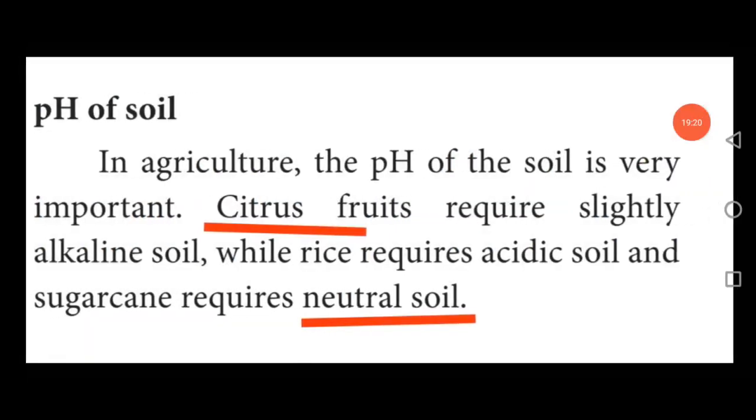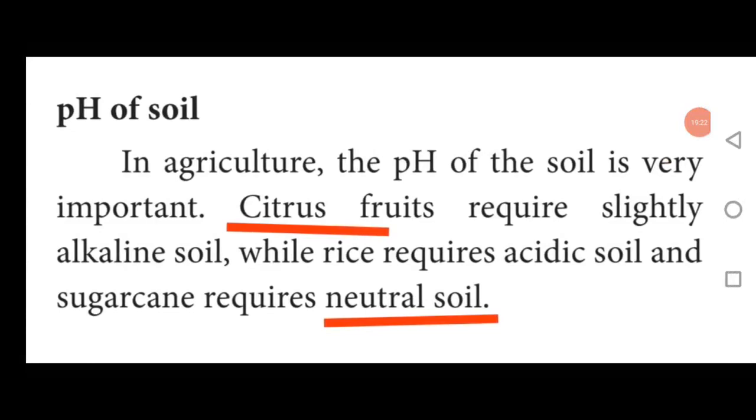Let's see pH of soil. In agriculture, the pH of soil is very important. Citrus fruits require slightly alkaline soil. Citrus fruits grow only in what type of soil? Alkaline soil. Water soluble bases are called alkali. So alkaline means a basic substance.